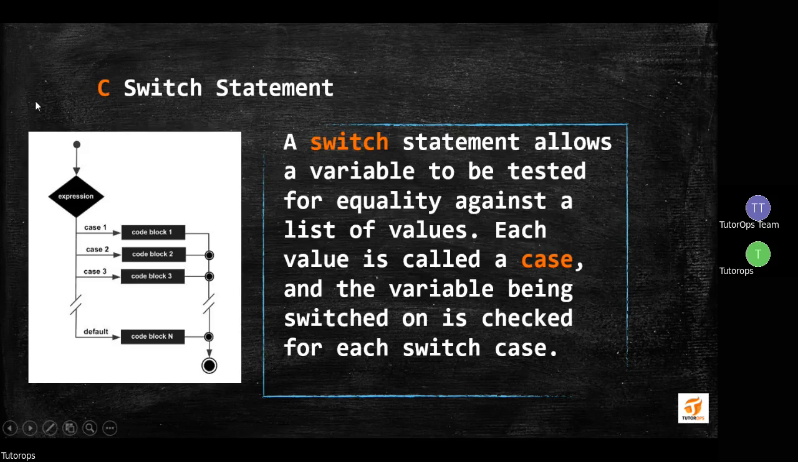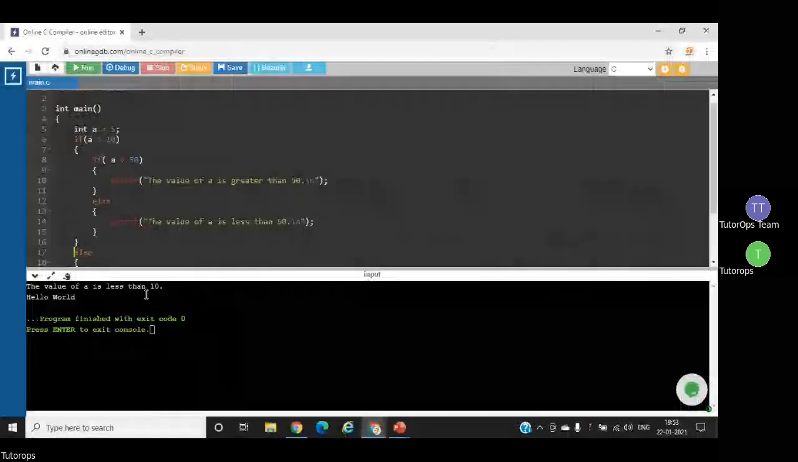So we have to put the condition here, or you can put the expression here, and then you have to write the cases in these switch cases. If it satisfies the first case, then it will fire this piece of code. If it satisfies case 2, then it will fire this set of code. That is the way it will happen. So let's see how it works.